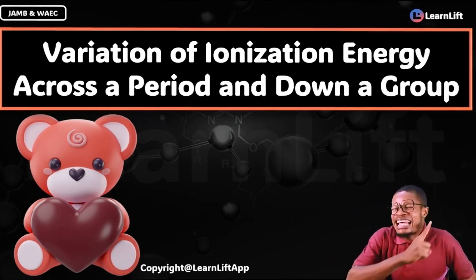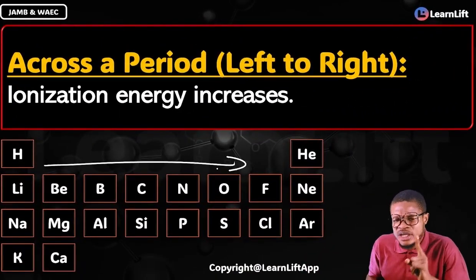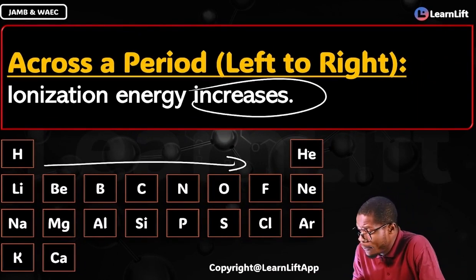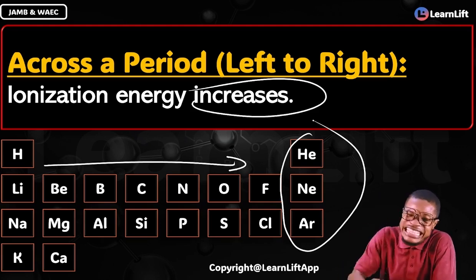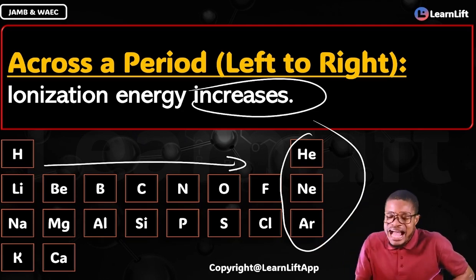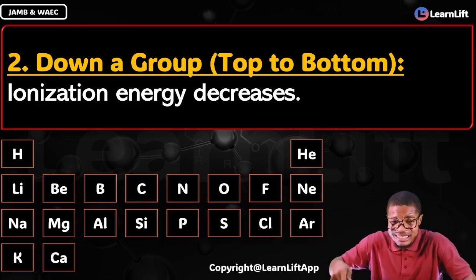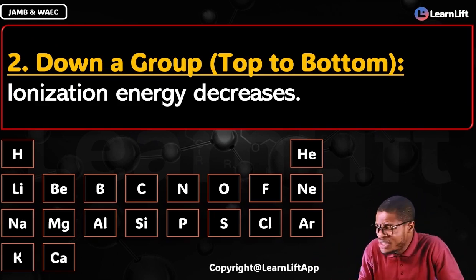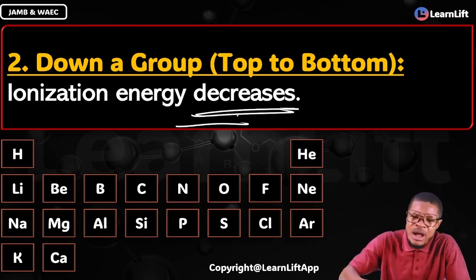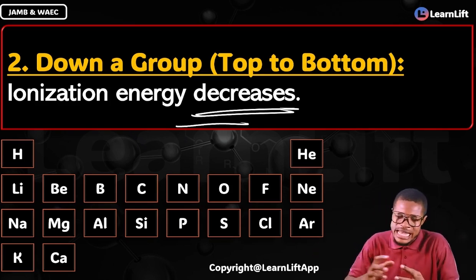Don't forget this: across a period, ionization energy will increase. It increases across a period because your noble gases will automatically have the highest ionization energy. What about down the group? As you come down the group, the number of shells is increasing. Down the group, ionization energy will decrease. I like you never to forget that. As you come down the group, you experience a strong decrease in ionization energy.